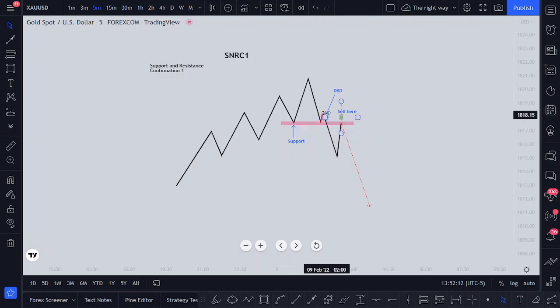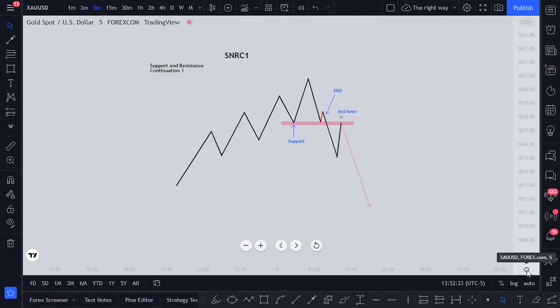But now it is in line with the drop-base-drop. Support broken, but it has left a drop-base-drop in the form of a supply level. So whenever the market retests the drop-base-drop that was in line with the support level, you take your sells from there. So this is for the sell scenario.